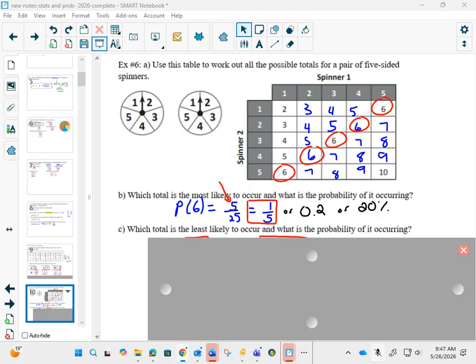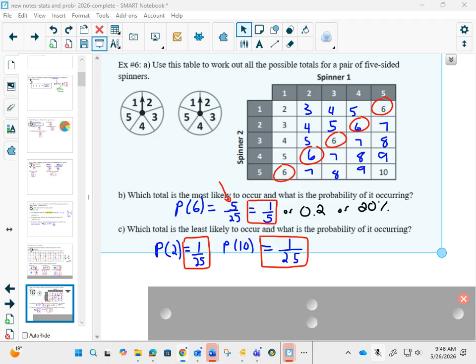Which is the least likely to occur? 3, 2, 10. The 10 or the 2? Because they both only happen once. So we would say either the 2 or the 10 only happen once, so their probability is 1 out of 25.